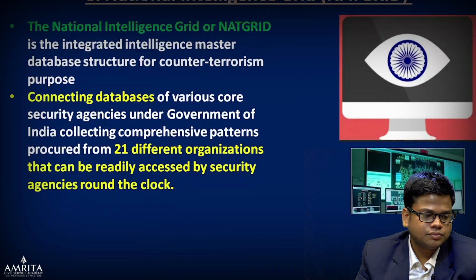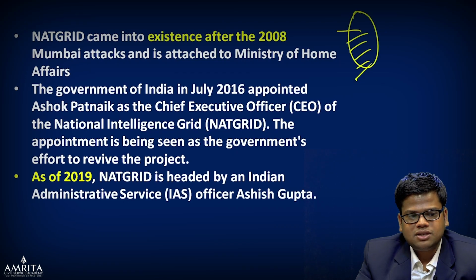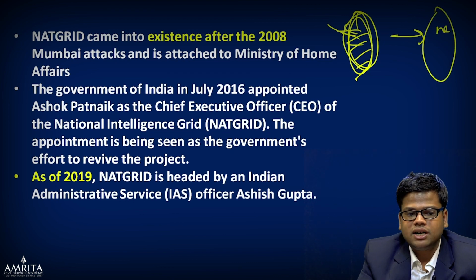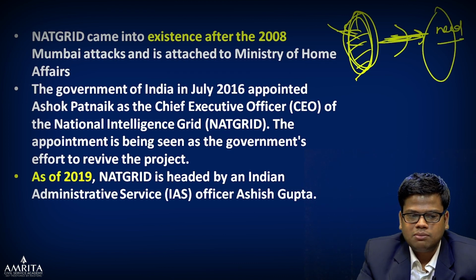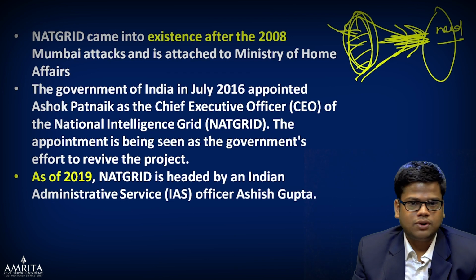Very easy. Basically, there are many agencies which have data on people, and some agencies, the intelligence agencies, which need that data. So NATGRID will be a platform through which this data goes to these agencies, right? And actionable intelligence will go out from it.